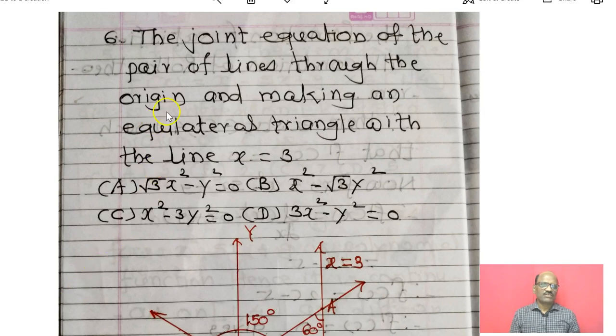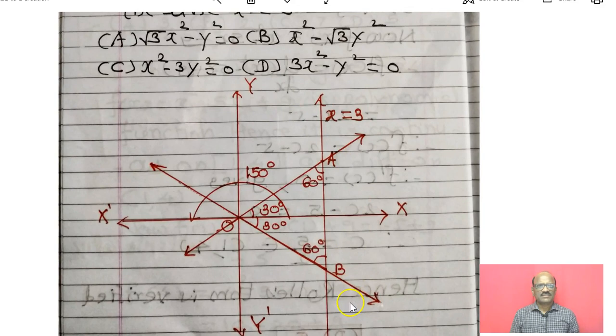The joint equation of the pair of lines through the origin and making an equilateral triangle with the line x = 3. Now see, x = 3 is the line, and we have lines that pass through the origin and make an equilateral triangle. The measure of this angle is 60, and the others must be 30 and 30. That is, the first line makes an angle of 30 degrees and the second line makes an angle of 150 degrees.